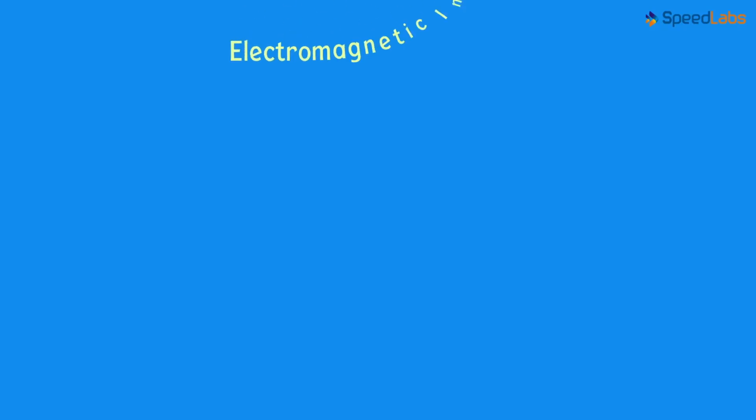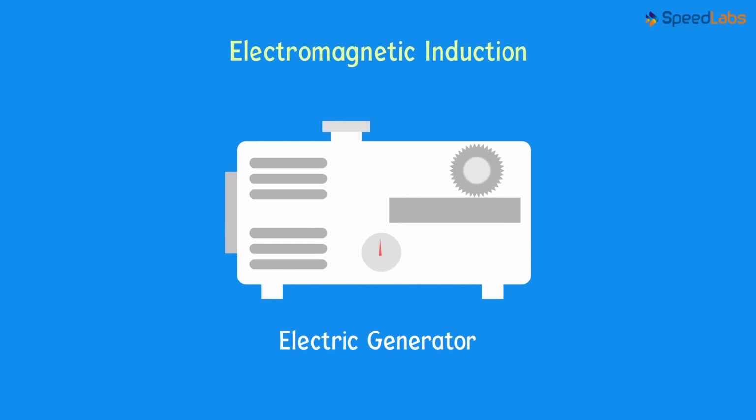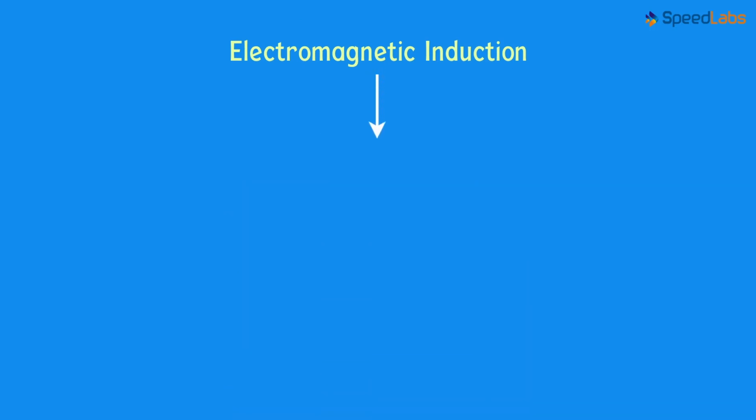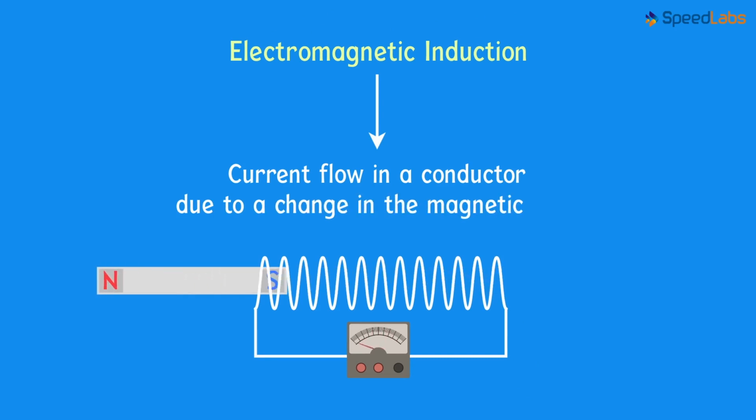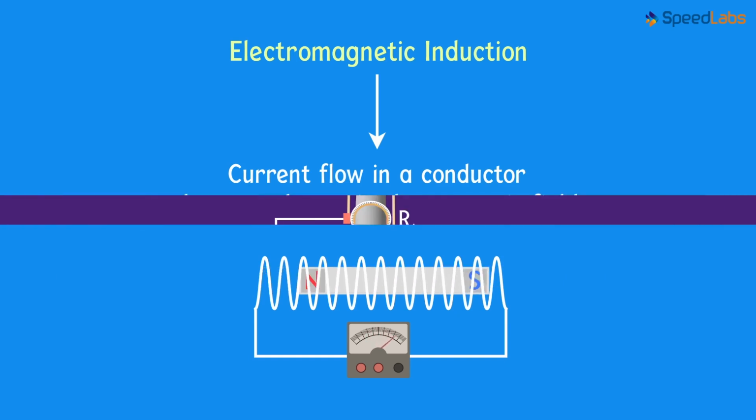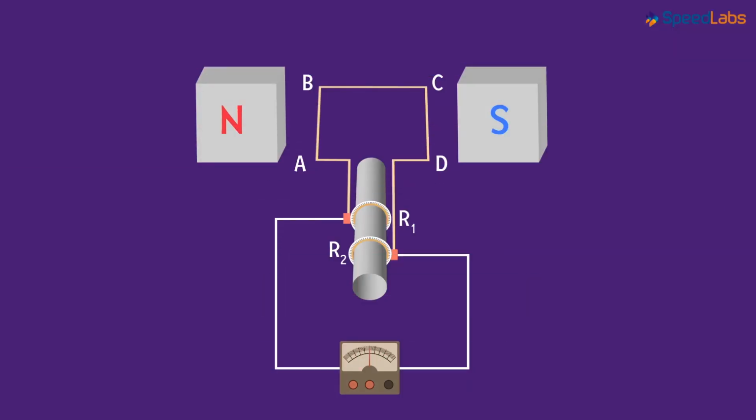The concept of electromagnetic induction is used in electric generators. Electromagnetic induction is nothing but current flow in a conductor caused due to a changing magnetic field. So how does an electric generator work? Here's a simplistic diagram of an electric generator.